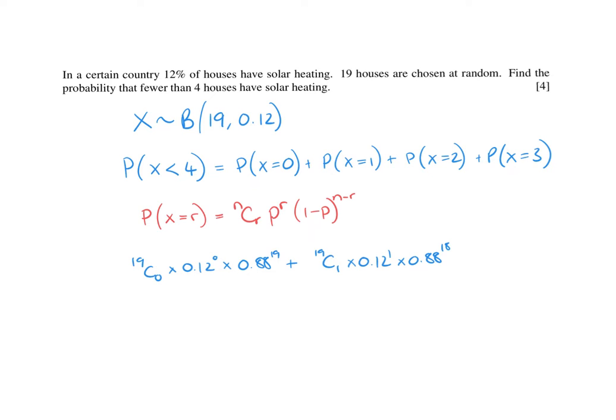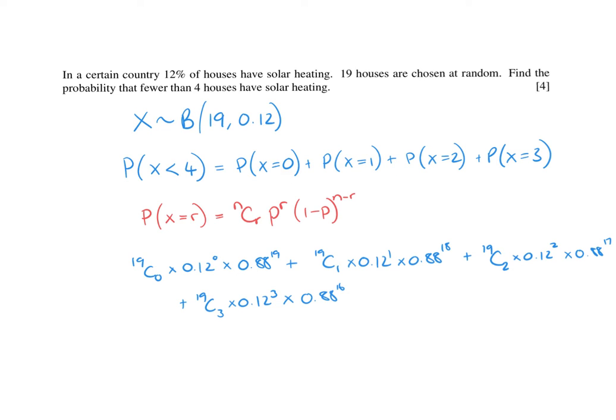So you'll notice that the powers of 0.12 are increasing and the powers of 0.88 are decreasing. So for x equal to 2, we're going to have 19C2, 0.12 to the power of 2, and then 0.88 to the power of 17. We have exactly the same for x equals 3, so 19C3, 0.12 to the power of 3, and 0.88 to the power of 16.